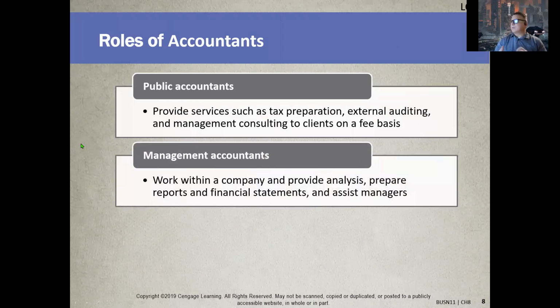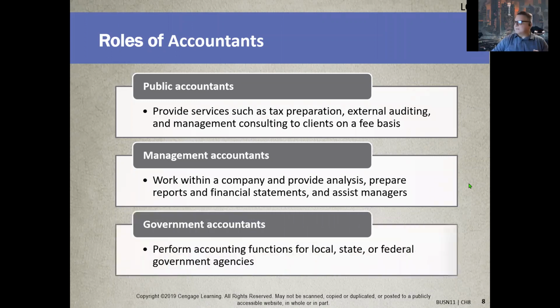Okay, management accountants. They work within a company and provide analysis, prepare reports, financial statements, and assist managers. In these companies, it's really important. Now, in smaller companies like what we had, our CPA did a lot of this. They prepared the financial statements, and they prepared the reports and got everything ready for our tax time every quarter. So we would gather up all this information and get it over to them so they could get everything filed correctly and give us a financial statement.